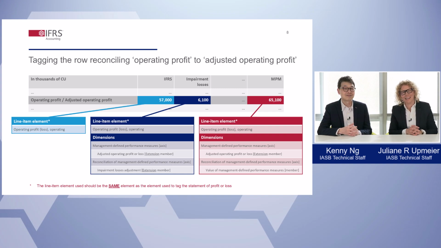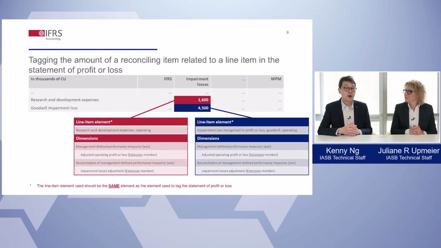Thanks, Kenny. The MPM is also tagged using two members, an extension member created for the MPM, in this case, again, adjusted operating profit or loss, and a predefined member labeled value of management-defined performance measure. Users will be able to query for this predefined member, allowing them to understand the value of the MPM adjusted operating profit. We now move on to the other amounts in the table.